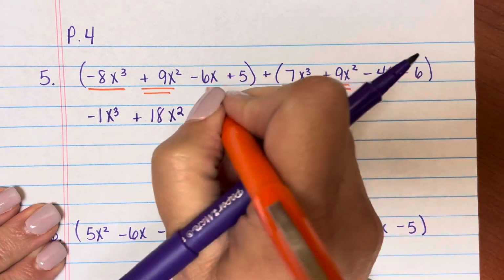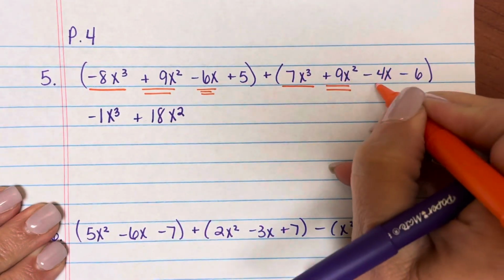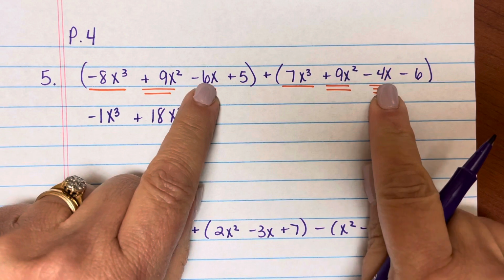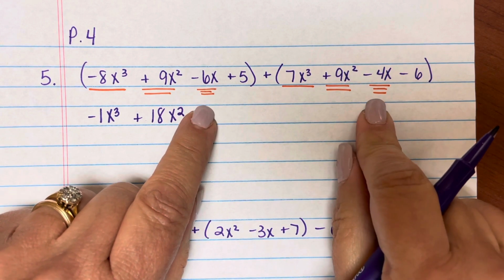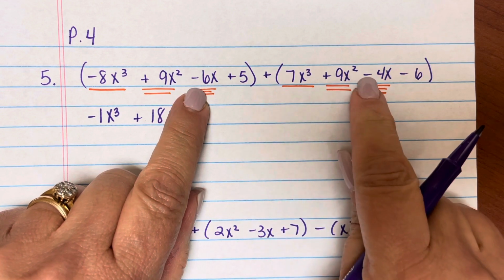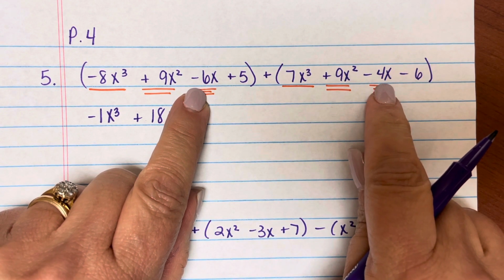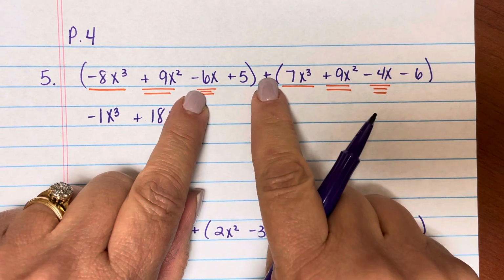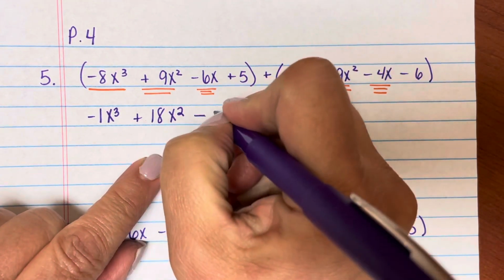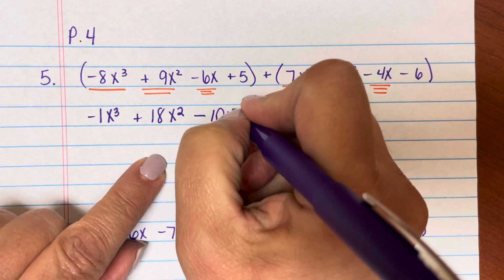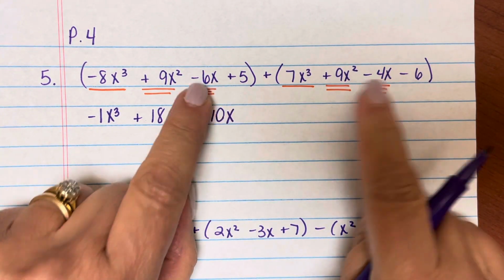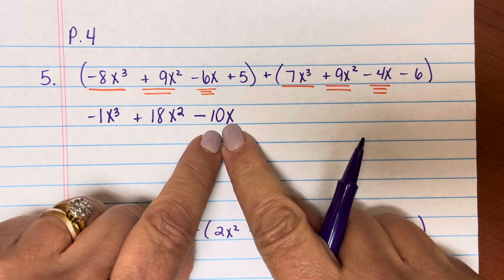Now we're going to the x to the first term. These two both have x to the first, so they are alike. They can be added. We have negative 6 plus negative 4. Negative 6 plus negative 4 is negative 10. We keep the variable and its power the same.